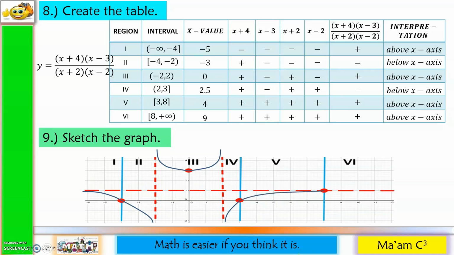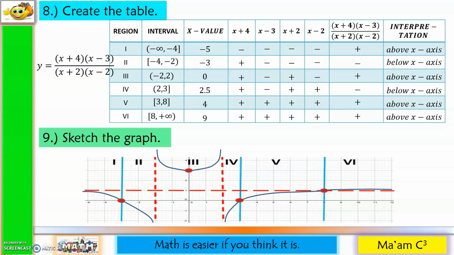And finally, when it enters region 6, it says here the graph should be above the x-axis. So here is region 6. I have a point of intersection here, so I can pass through the horizontal asymptote, but still I'm going to follow the horizontal asymptote. So let us graph region 6. And that is the graph of our function.